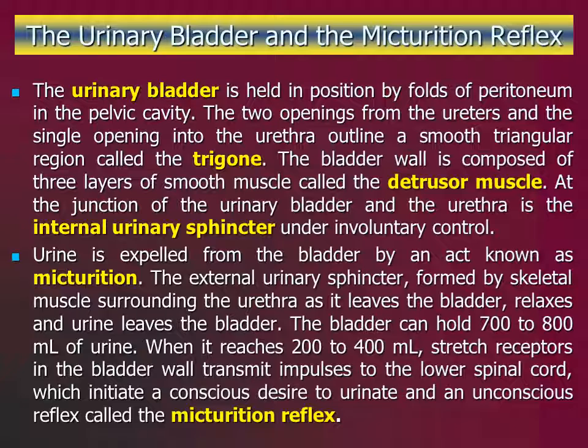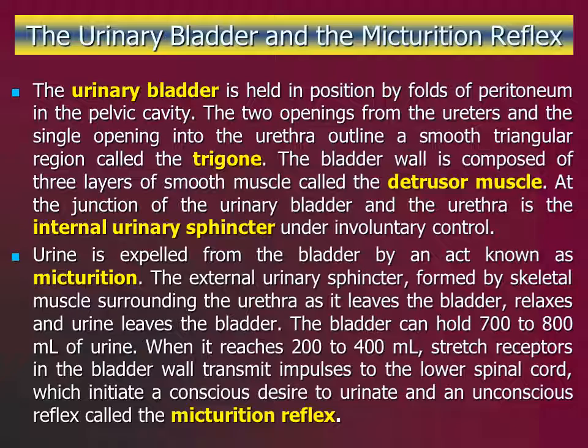The average capacity of the bladder is approximately 500 milliliters. When the amount of urine reaches 200 to 400 milliliters, stretch receptors in the bladder wall transmit nerve impulses to the lower portion of the spinal cord. It is these impulses that initiate a conscious desire to expel urine and an unconscious reflex called the micturition reflex.